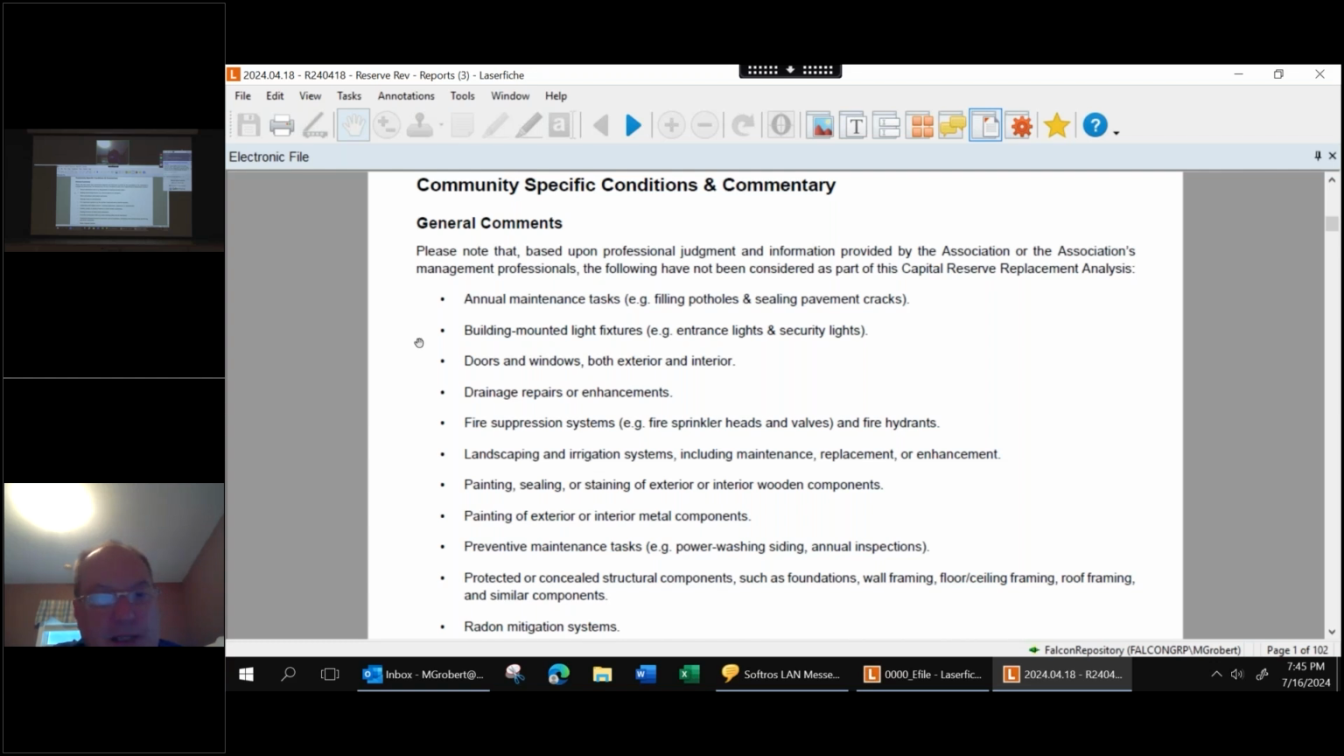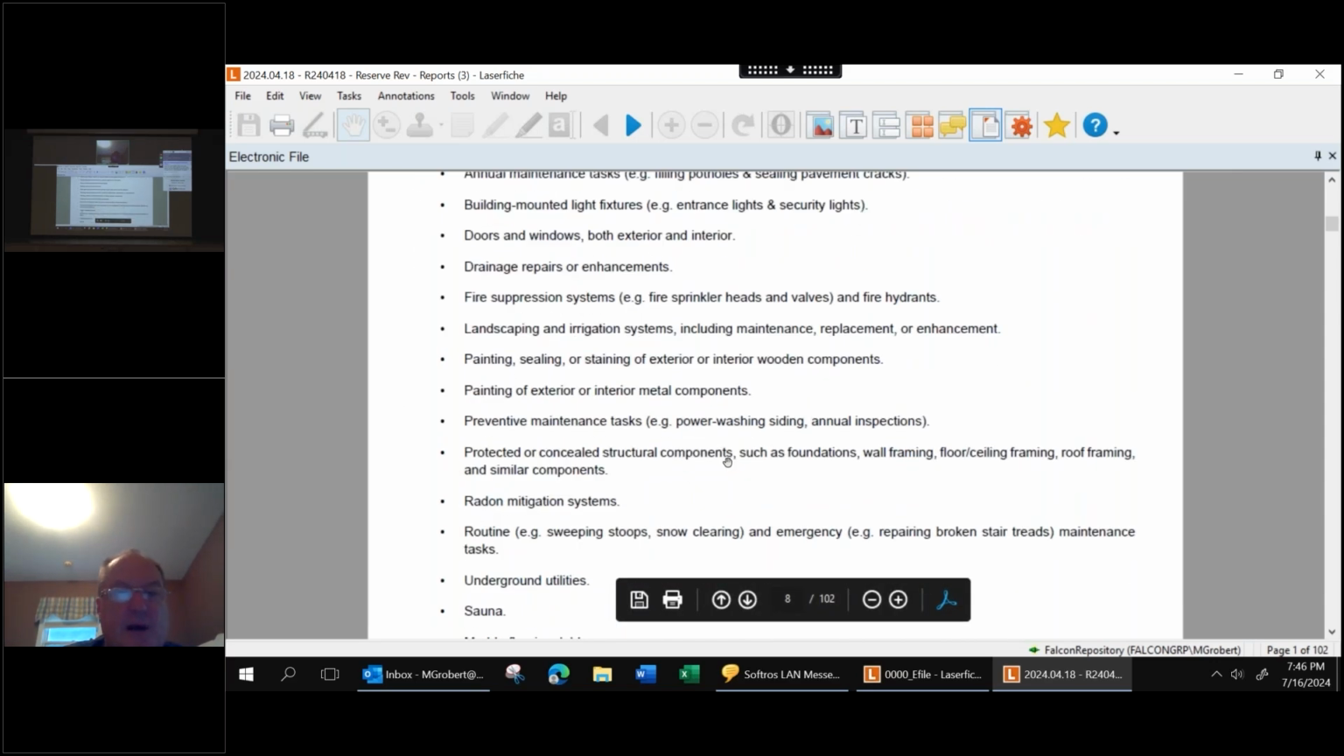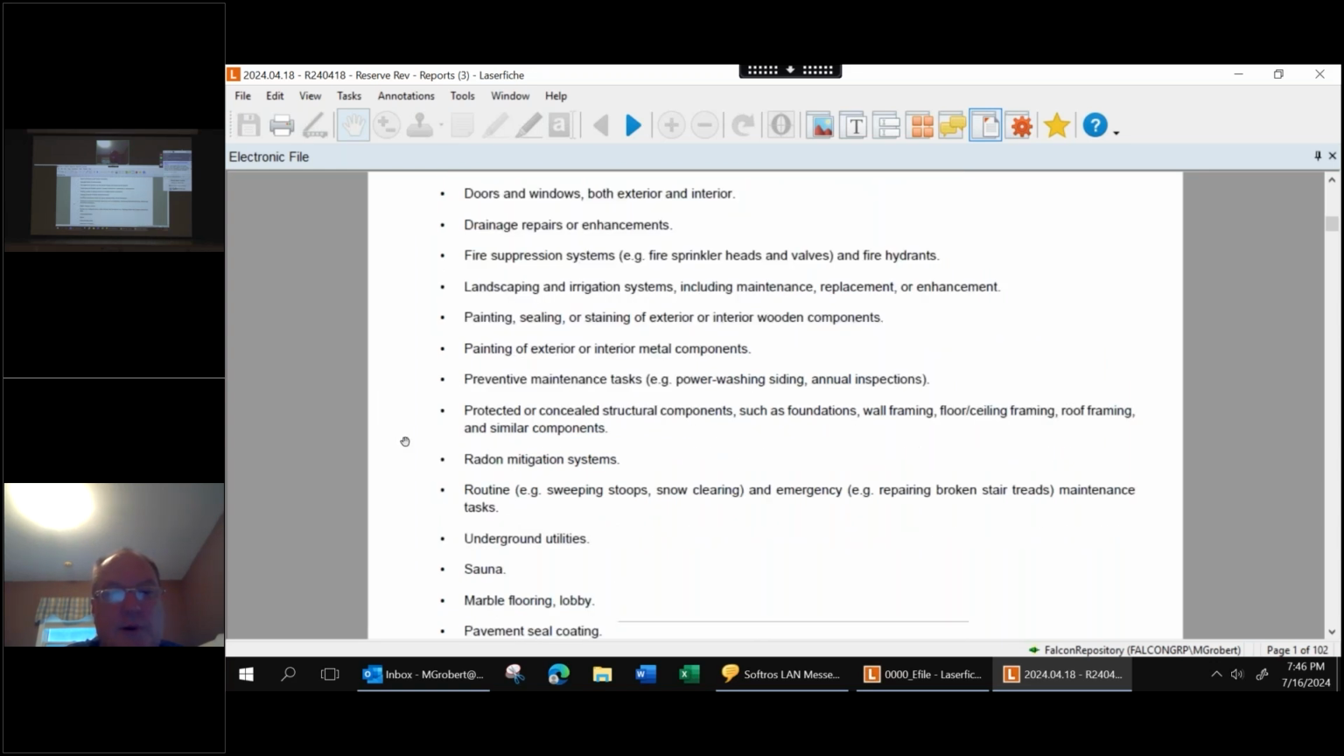Drainage repairs or enhancements. Now, this needs to come out because I think, Michael, when I met with your board, they asked us to put a line item for drainage repairs. We did. So when we updated this, I'll make a note and take this out. This needs to be revised. It's not a killer, of course, but it does need to come out. Fire suppression systems, landscaping is not typically a capital replacement item. Painting, as I said, painting. Preventative maintenance, power washing, annual inspections, painting, protected or concealed components. Obviously, things we can't see, we really can't include in here.